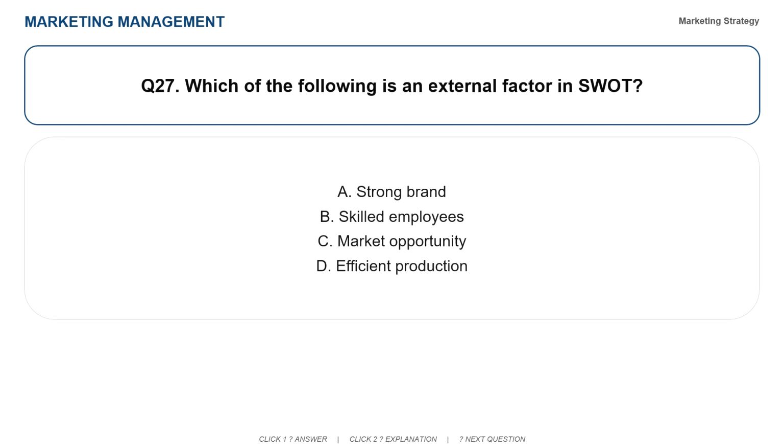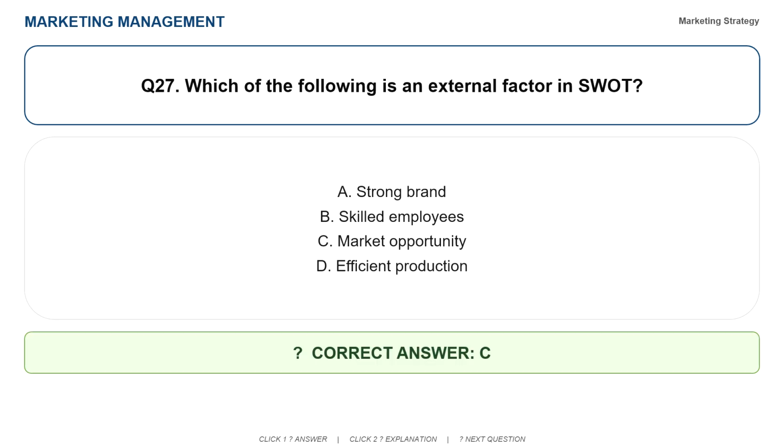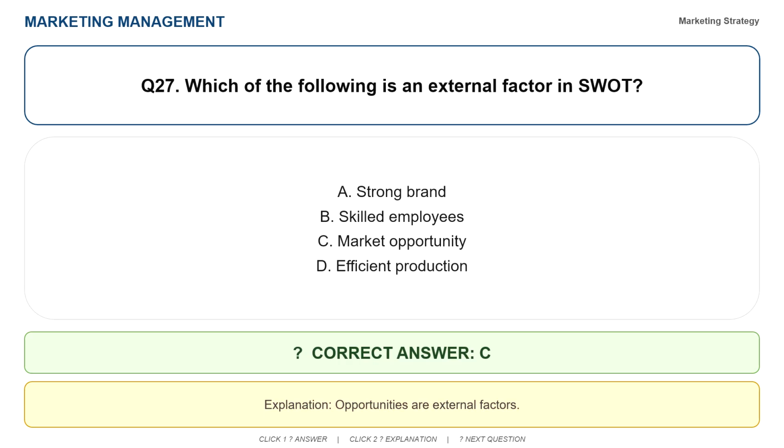Question 27. Which of the following is an external factor in SWOT? Option A, strong brand. Option B, skilled employees. Option C, market opportunity. Option D, efficient production. The correct answer is C. Explanation. Opportunities are external factors.